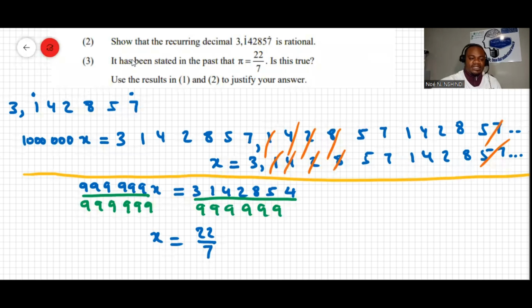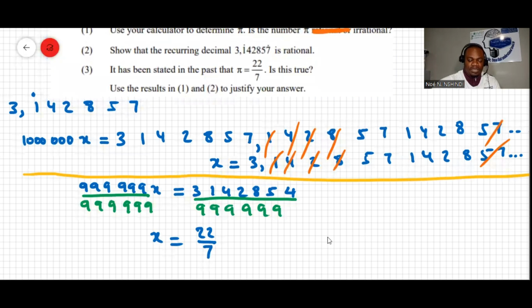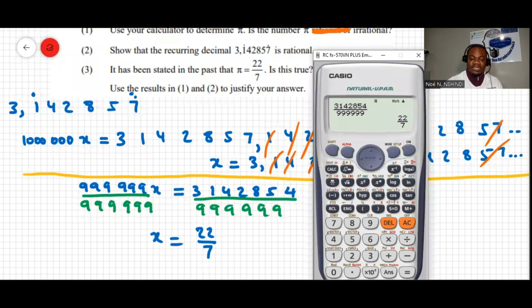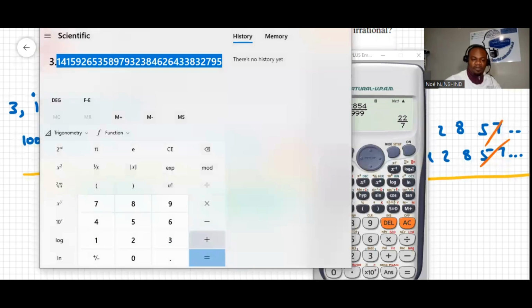Now, question 3 says that it has been stated in the past that pi was 22 over 7. Is this true? Use the results in 1 and 2 to justify your answer. Okay, if I look at this value that you got here, 22 over 7 is 3,142,857 recurring. This part is recurring. So because of that, we say it's not really equal to pi, because the value of pi is 3.14159. So the digits are not exactly the same, you see.